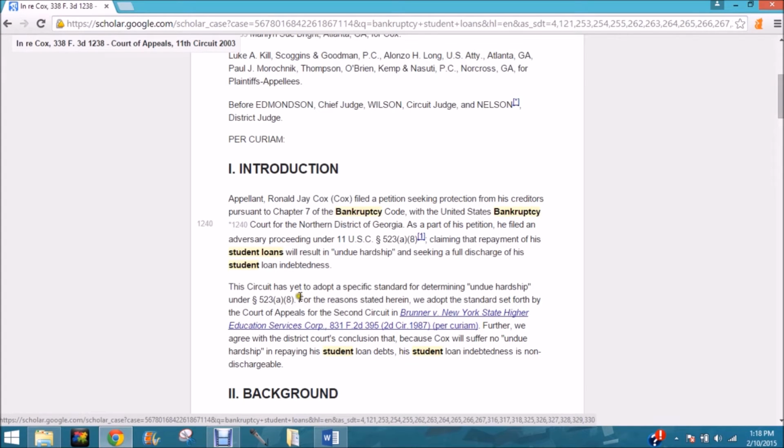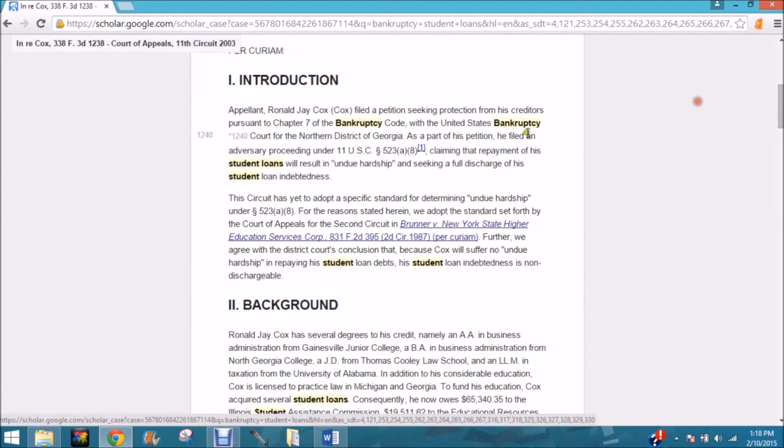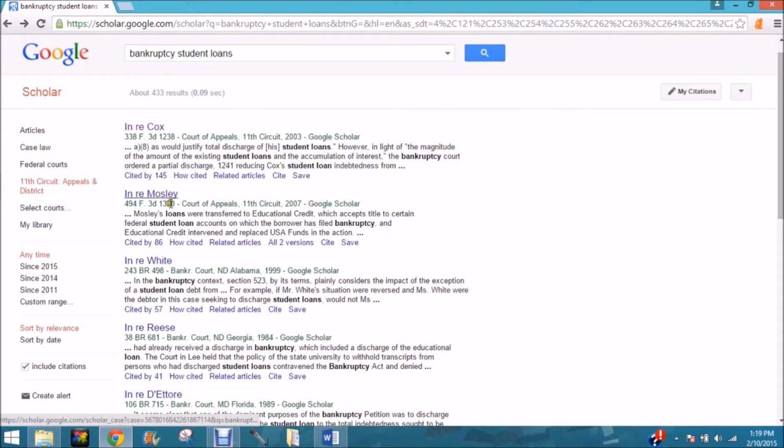Okay, and this case happens to be the case where the 11th Circuit adopts Brunner. That's always a bad sign, but here, Brunner is the authority for the 11th Circuit. So they agree with the district court's conclusion that Cox will suffer no undue hardship in repaying. So that suggests this is not going to be a good case. So we're going to pass that up. If we had some cases that we want to distinguish our case from Cox, we would have to look at that.